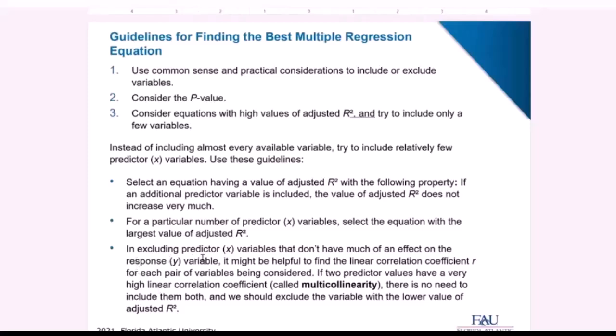In excluding predictor x variables that don't have much of an effect on the response variable y, it might be helpful to find the linear correlation coefficient R for each pair of variables being considered. If two predictor values have a very high linear correlation coefficient, which is called multicollinearity, there is no need to include both of them, and we should exclude the variable with the lower value of the adjusted R squared.